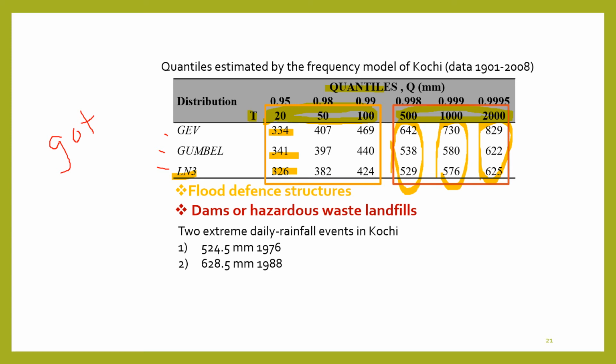If you want to design for higher return period values, it is also an option to use PMP, probable maximum precipitation. PMP is usually used for designing dams or hazardous landfills or whatever. So we might also use PMP, probable maximum precipitation.